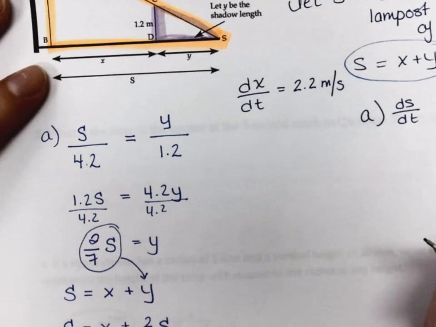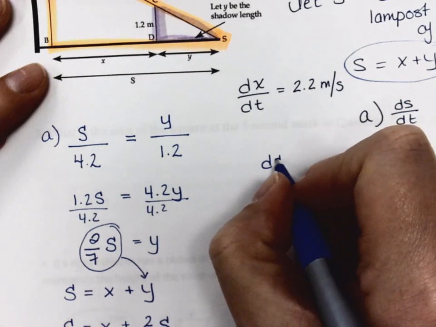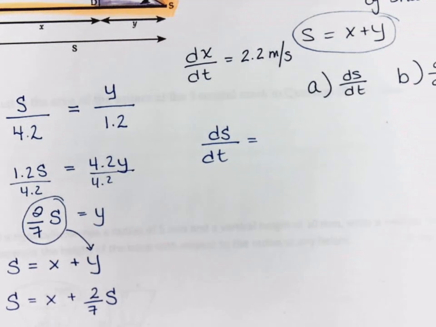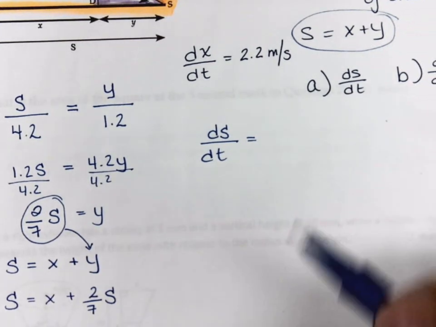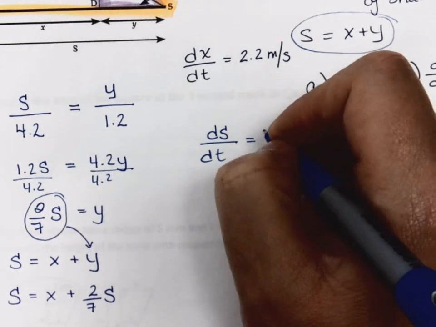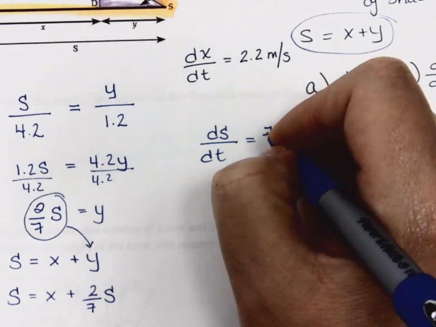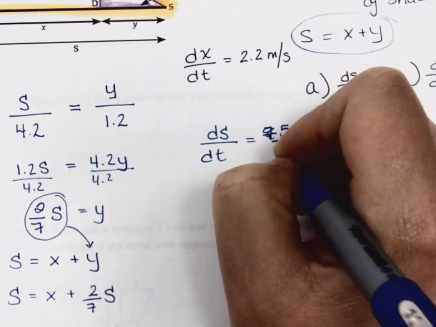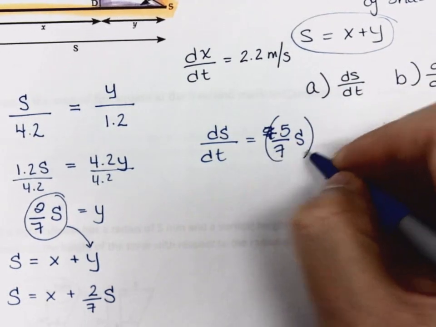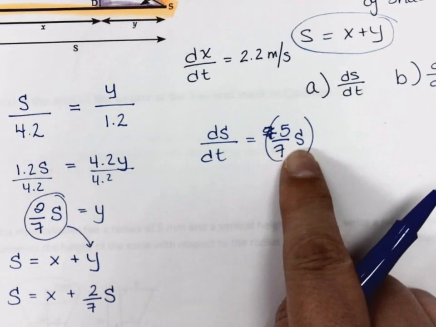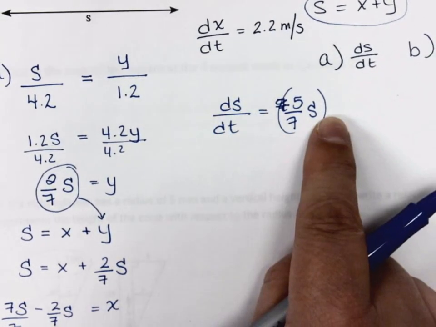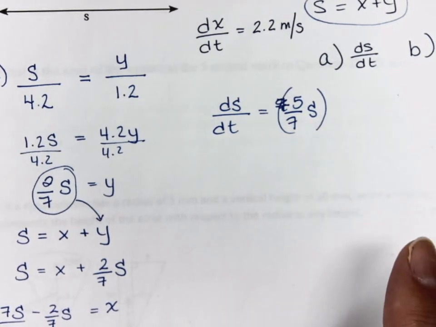So we want to take ds over dt. And that's the derivative, right? The derivative of s. And we know that s has a value of, oops, sorry, that should be a 5. Got my fraction backwards. So we're trying to take the derivative of this function, 5/7 s. And that's what we needed to get it in relation to s, because we were trying to take the derivative of s. Is everybody okay with that?